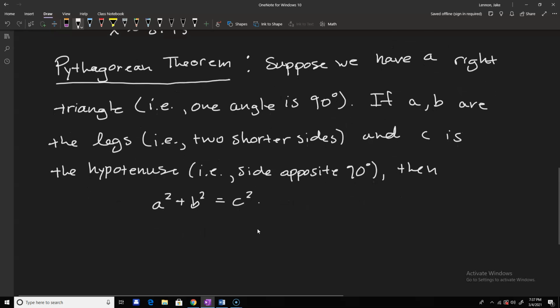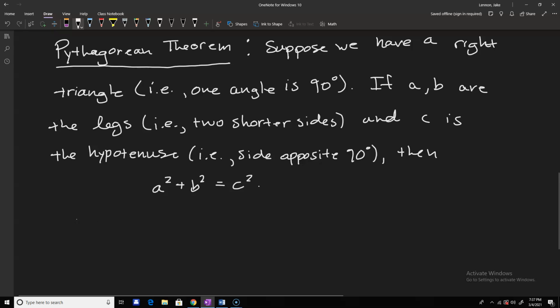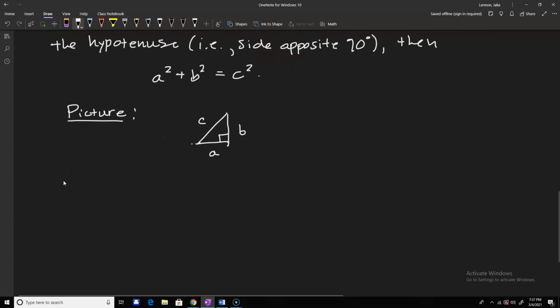So this is satisfied. So let's draw the picture. If you have the picture, what's going on? It can be oriented several ways, but whichever corner the box is in, that's the 90 degrees. So C would be here, and then A and B might be labeled as such. So you have that equation. If you know any two of the sides, you can solve for the third one. So let's go ahead and look at some examples where we solve for the missing side. So example, let's say solve for the missing side.